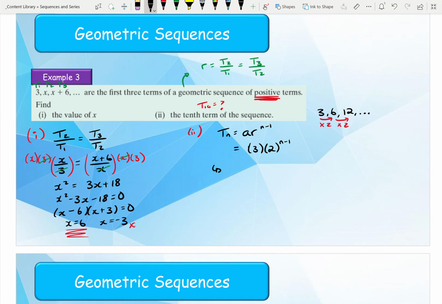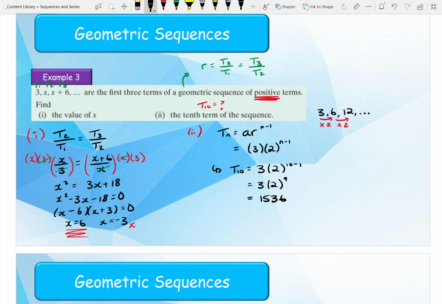So that means to find Tn here, instead of n, I'm going to substitute in 10. So I really have 3 times 2 to the power of 9, which I'm going to put into my calculator now. So I have 3 by 2 to the power of 9, which gives me 1536 as my 10th term of the sequence.